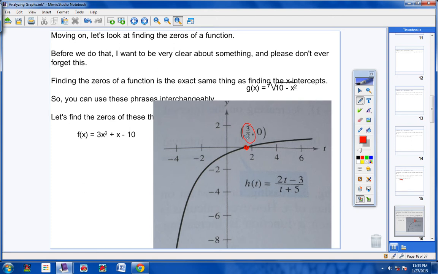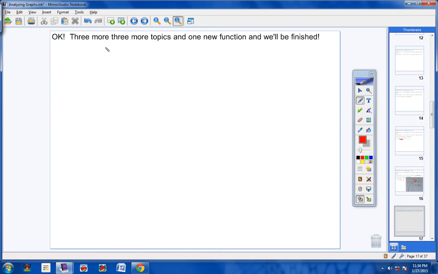Alright, let's stop and review for a second. So far we have learned how to find the domain and range of a graph. Next, we learned how to prove whether a graph is a function by using the vertical line test. And now we have learned how to find zeros of functions, or x-intercepts. Okay, moving on. Only 3 more topics.